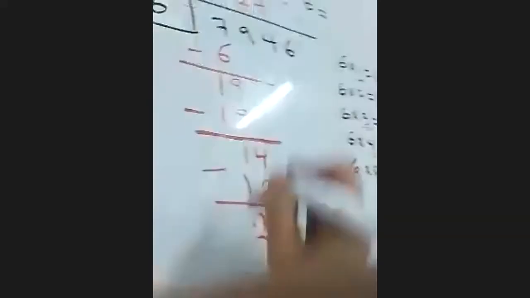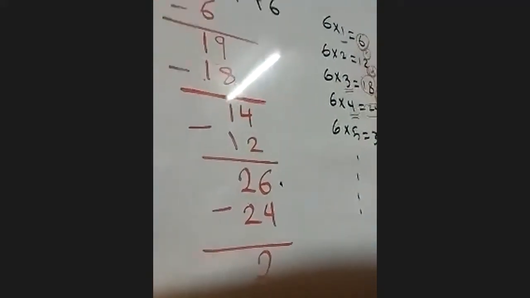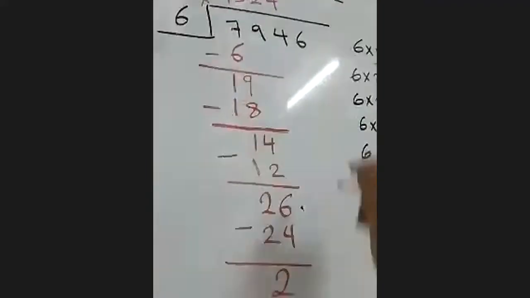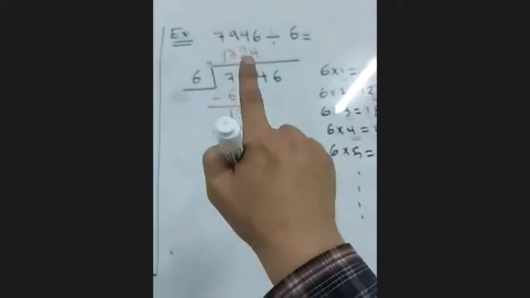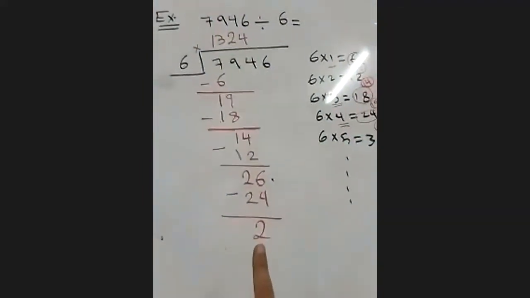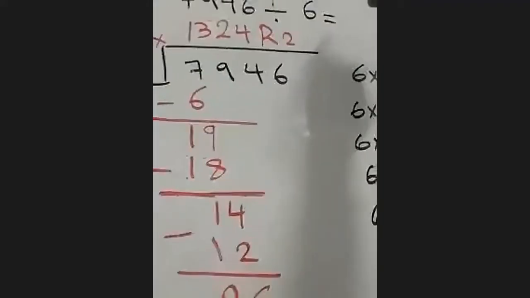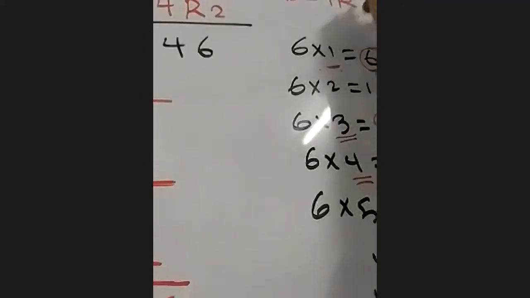4 multiply 6, 24. Subtract, 2. So do we have here extra digits? No. So I'm done. So what's the answer? The answer is 1324. Don't forget your remainder 2. Write it up here with remainder 2. And up, I'll put my whole answer. 1324 with remainder 2.